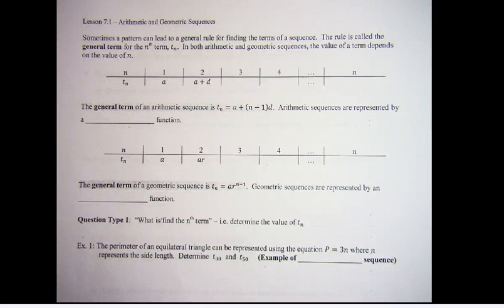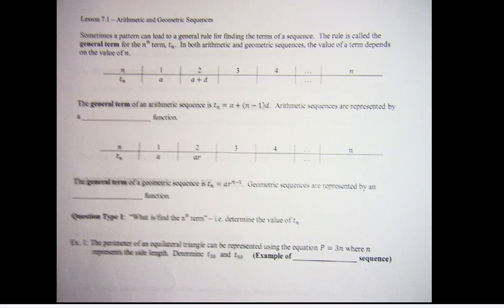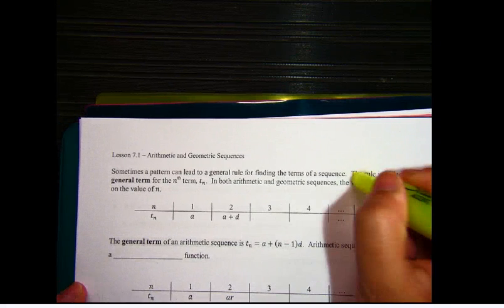So let's go over how we can find the formula for these sequences. Sometimes a pattern can lead to a general rule, and this rule is called the general term for the nth term.